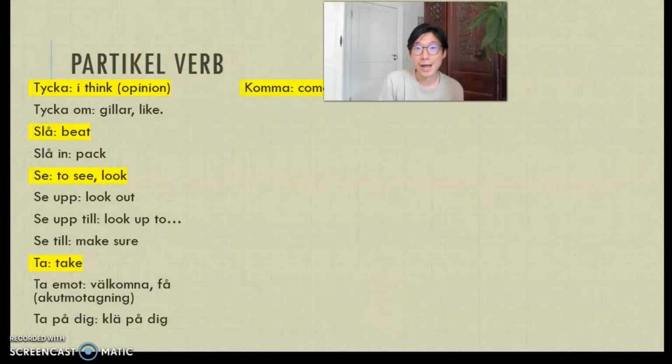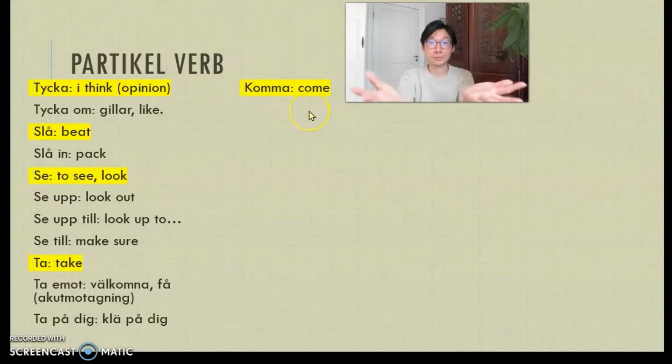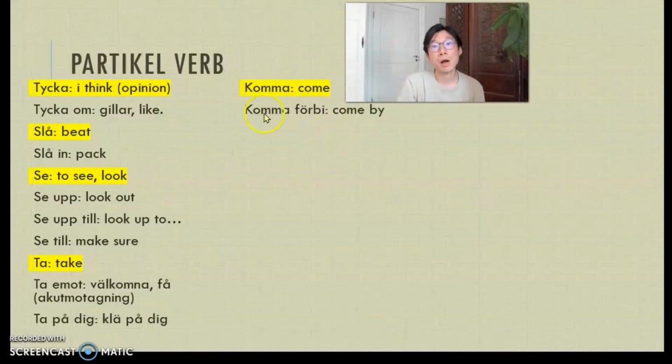Komma förbi betyder come by, to drop by. Du kan komma förbi imorgon. You can come by tomorrow and we can talk about it.